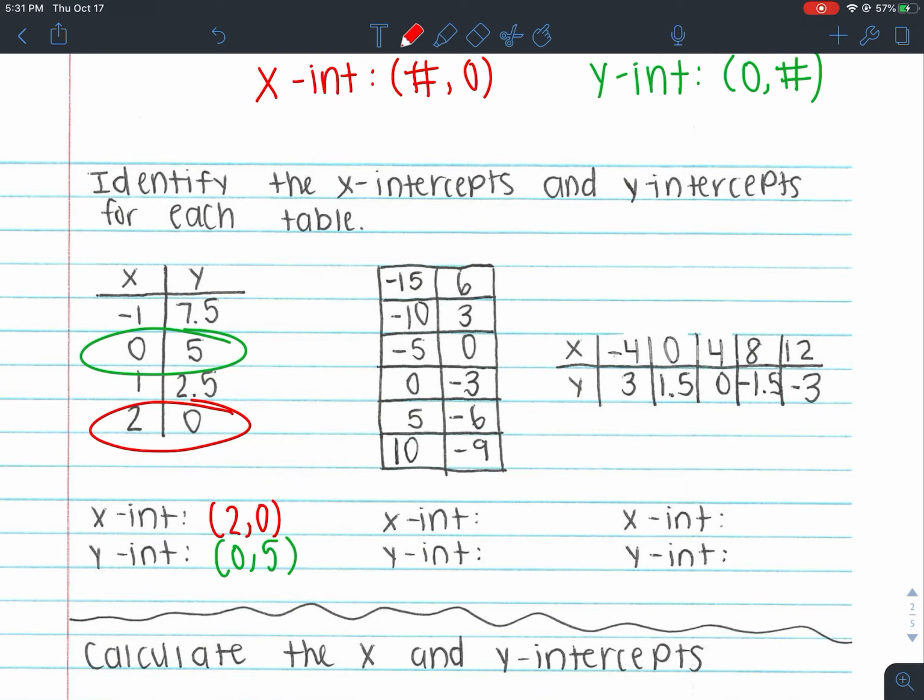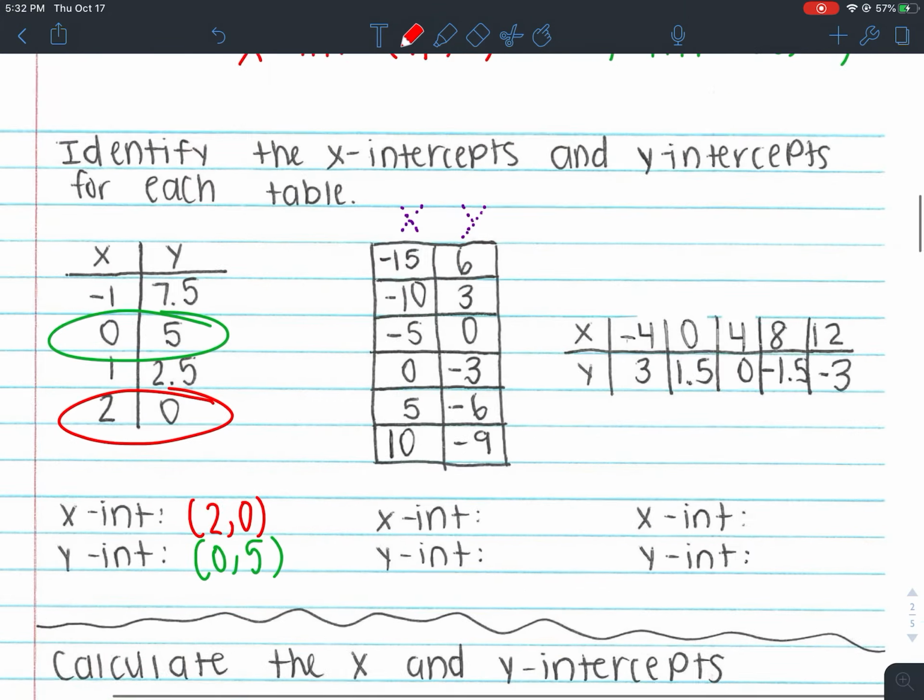Okay, now this table is a little bit different. It doesn't tell you where your x values or your y values are, but you always want to make sure and you always assume that the x is always on the left. So I'm going to put an imaginary x there because they didn't give it to us, but I know it's supposed to be an x, and I know that the right one is supposed to be y. So I have x and y there.